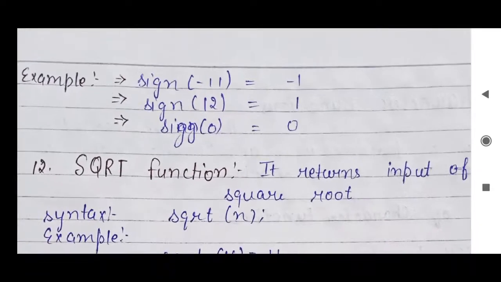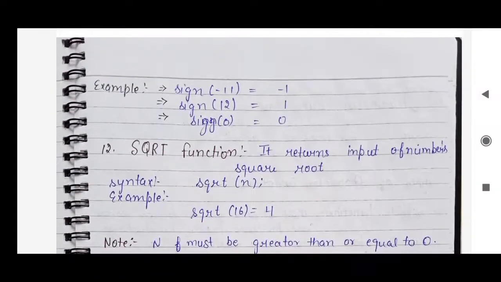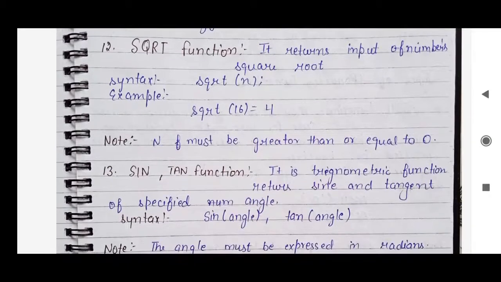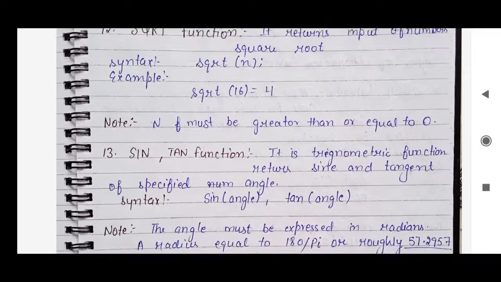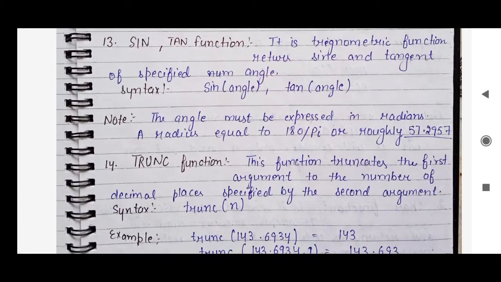Now let's see with the help of an example. If we give minus 11, it will give the answer minus 1. If we give 12, then it will give 1 because it is a positive value. If we give 0, then it returns the answer 0. Okay, so this is the use of this sign function. Next is the square root function. Square root function is used to find the square root of the value. For example, the square root of 16 is 4. Next are the sine and tan functions, used to find the values of sine. For example, if I give sine 30, the value of sine 30 is 1 by 2. So this is the use of these functions.